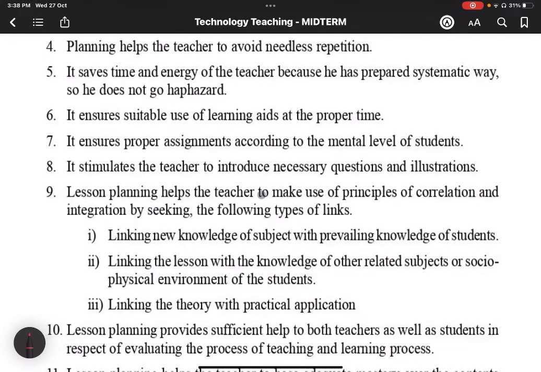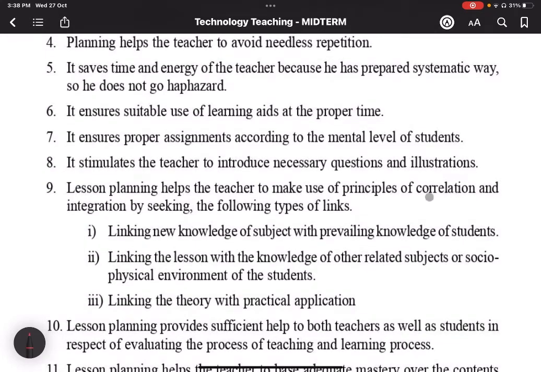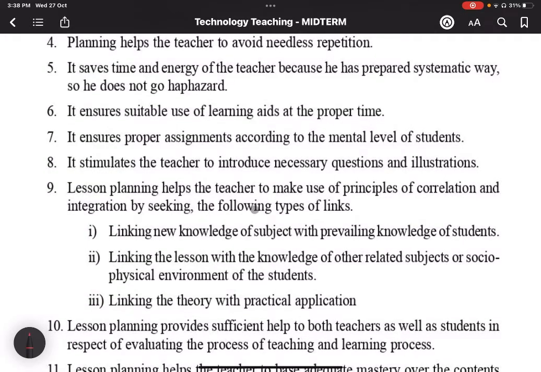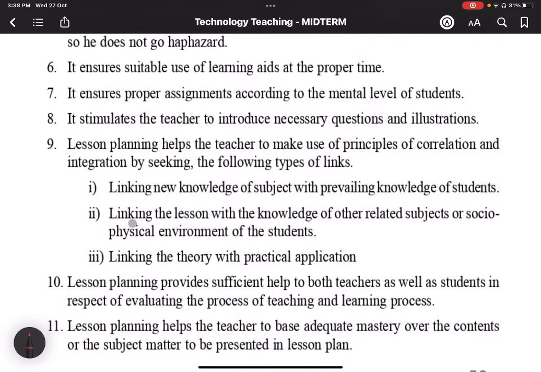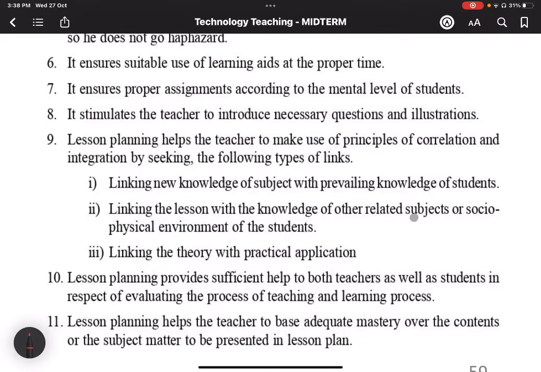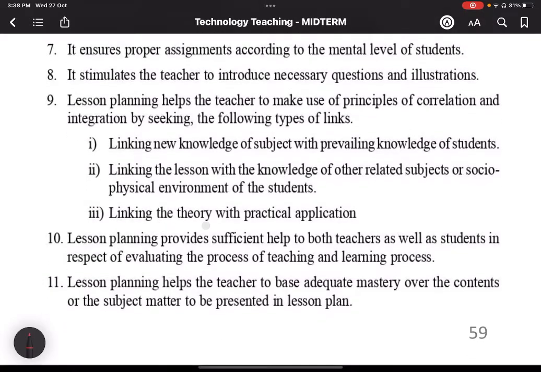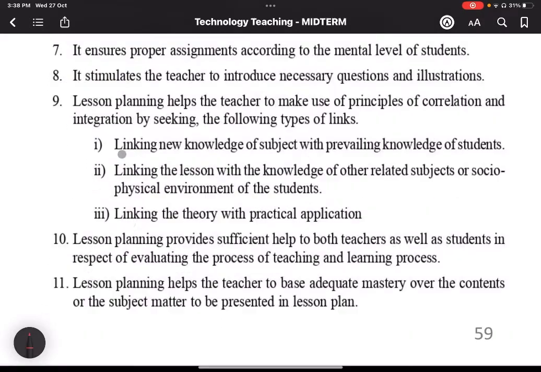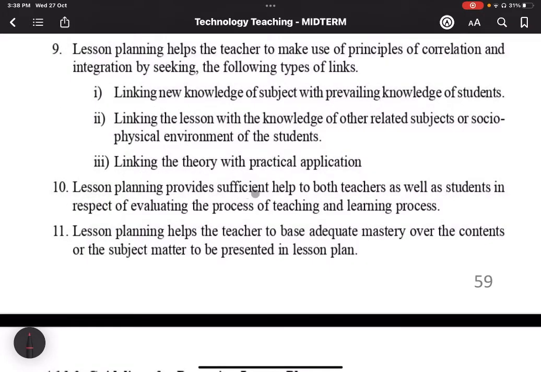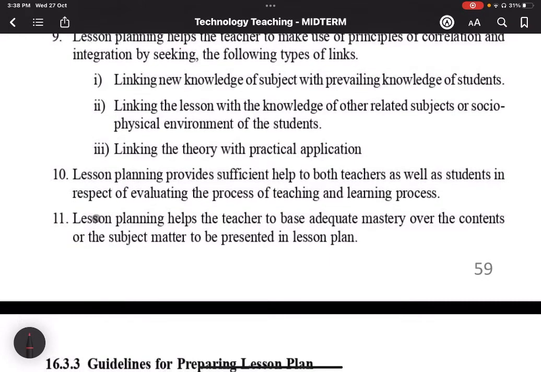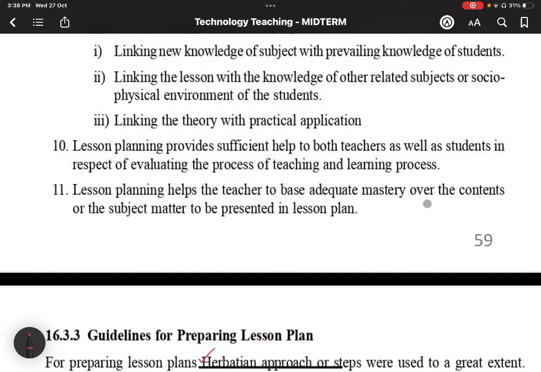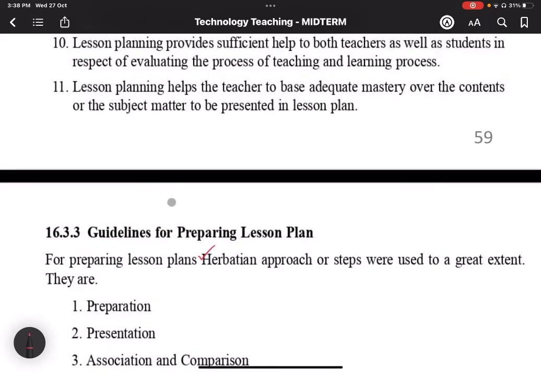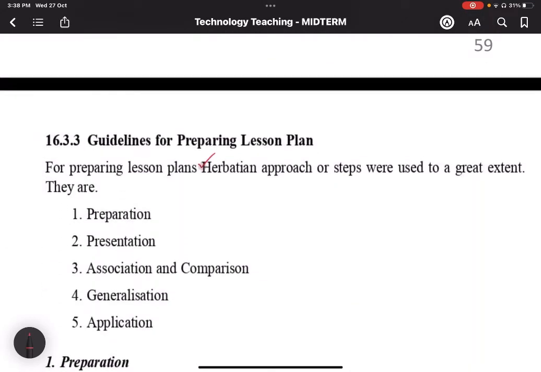Lesson planning helps the teacher to make use of principles of correlation, integration by seeking the following types of links. Linking new knowledge of subject, linking the lesson with the knowledge of other related subjects, linking the theory with practical application. Ang sinasabi nating learning by whole, no? The lesson planning provides sufficient help to both teachers. Lesson planning helps the teacher to have adequate mastery over the contents. Okay? So, yan ang mga importance ng lesson plan.